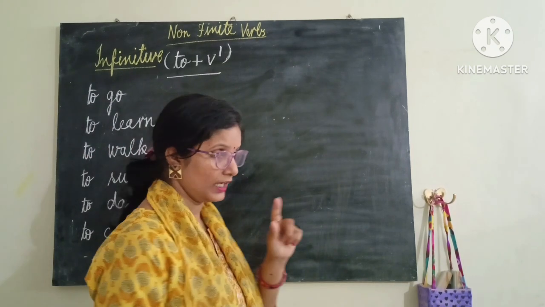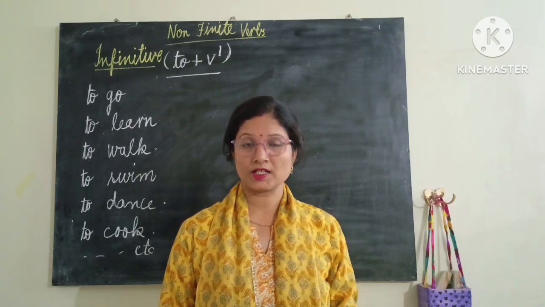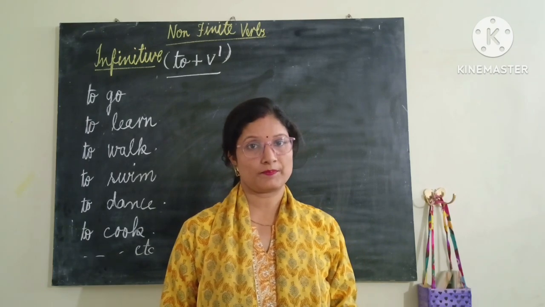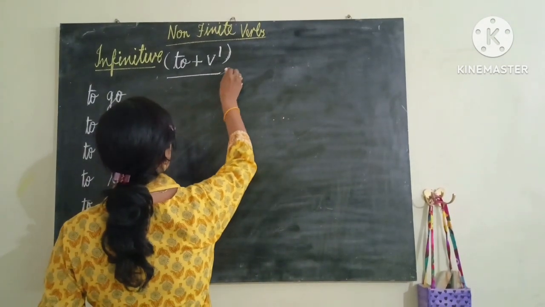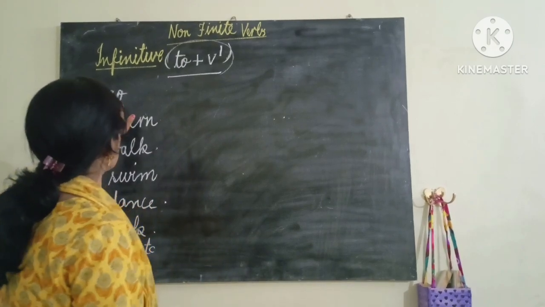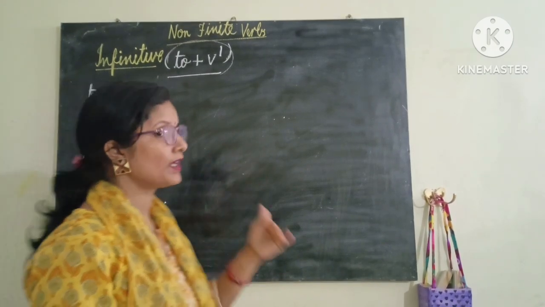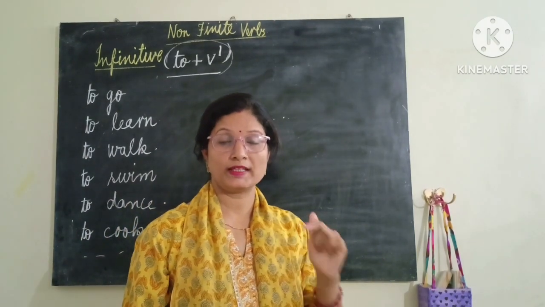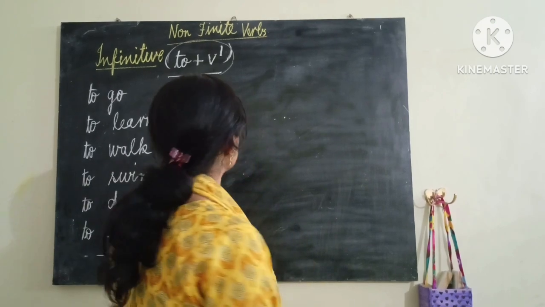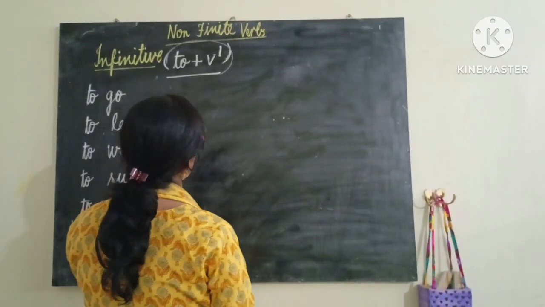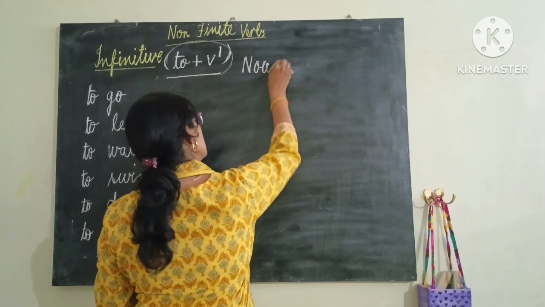In the sentence, infinitives will not be changed with the change of subject and tense. So infinitives look like verbs. You can see, to go, this is looking like a verb. Basically, these are verbs, but they are not behaving in the sentence as verbs. They will behave as nouns in the sentence. How? Let's see. They are not doing the functions of a verb. They are behaving as nouns in the sentence.